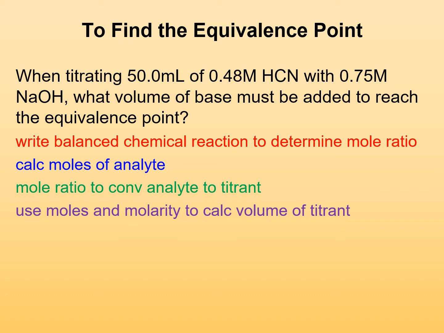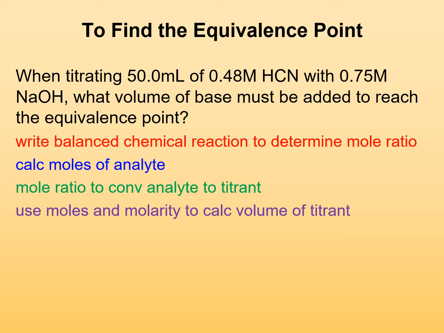So here's what this looks like. So here we have 50 milliliters. You're always starting with the volume of your known. And if we look at the reaction here, hydrocyanic acid and sodium hydroxide are going to be a 1-to-1 ratio, producing sodium cyanide and water. So it's just a 1-to-1 ratio. It's not going to change our stoichiometry.